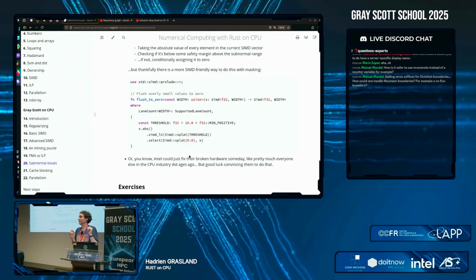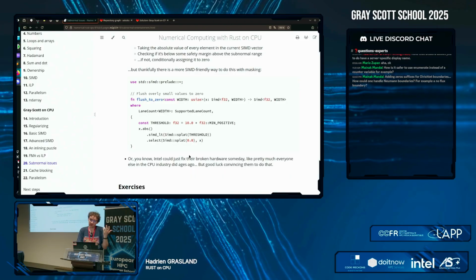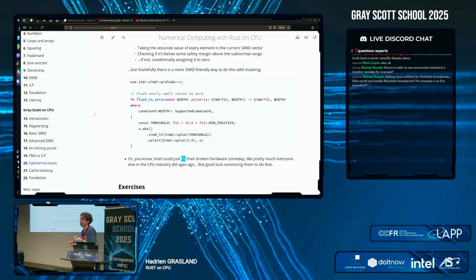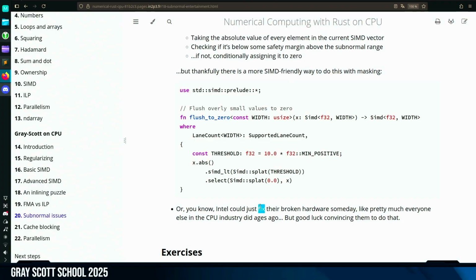doing the random trick. Or, there's always this last option where Intel could fix their subnormal math, maybe someday. I don't know. Every other CPU manufacturer I know of has managed to find a way to have subnormal math that's maybe at most 2 times slower than the normal math. I don't know why on Intel specifically it's so bad and why they have not fixed it in so many years. But good luck telling a hardware manufacturer that their hardware is buggy and must be fixed.